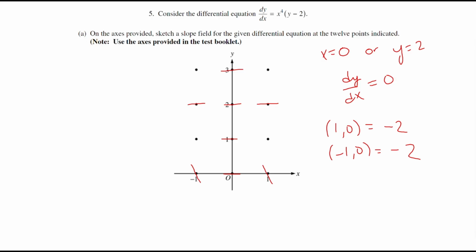So the point 1, comma 1, right, should give us 1 times negative 1, or just negative 1. And of course, as we just said, over here in the second quadrant, it should be exactly the same. And then for the point at 1, 3, we should get 1 times 1, which is just 1. And we'll mirror that again over here in the second quadrant. And that is your slope field.